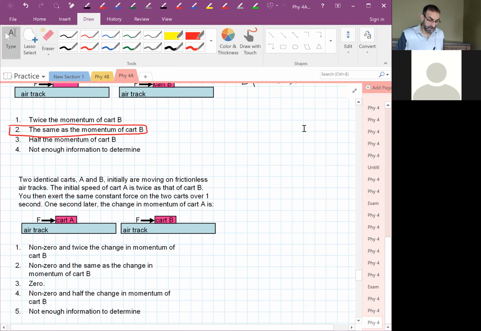Two identical carts, A and B. They're initially moving now. A is twice as fast as B. You exert the same force for the same time. At the end of that time, how does the change in momentum of A compare?